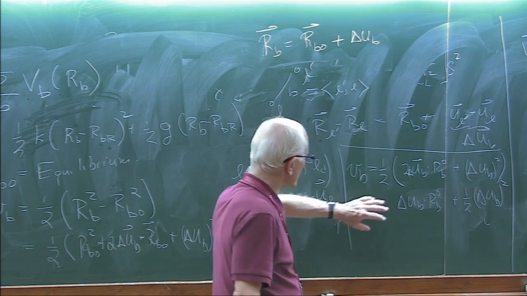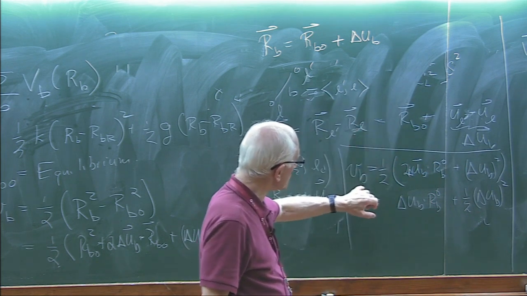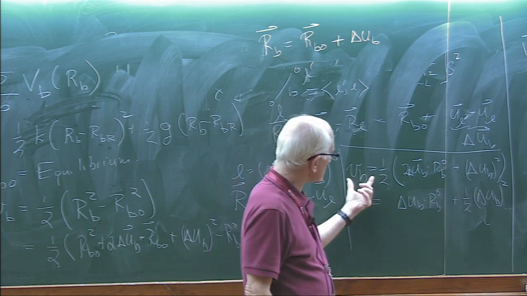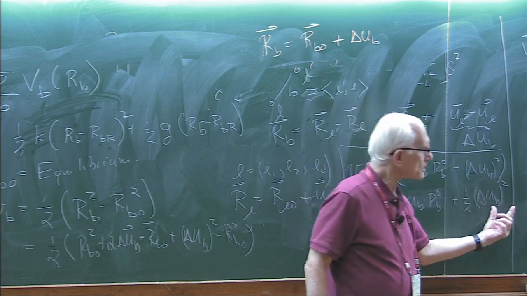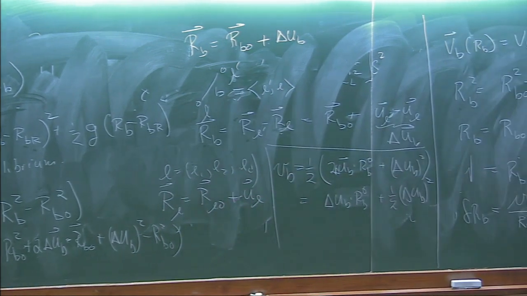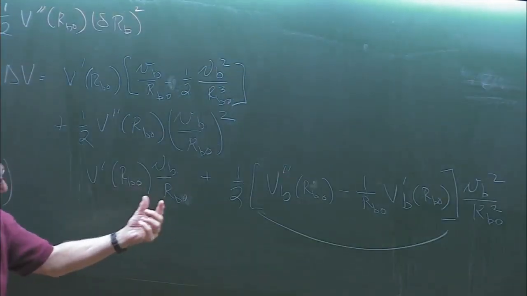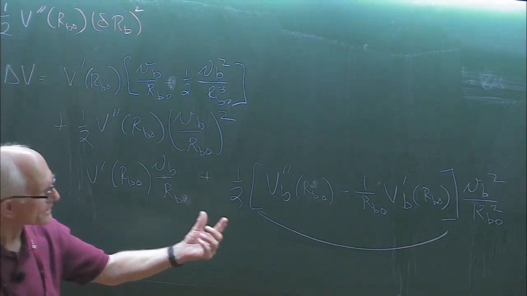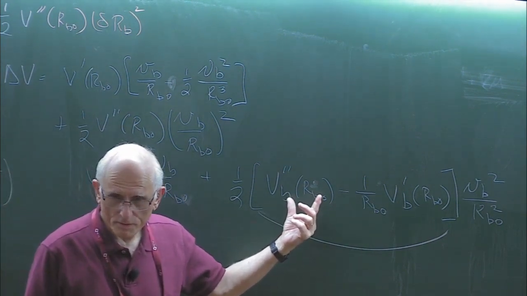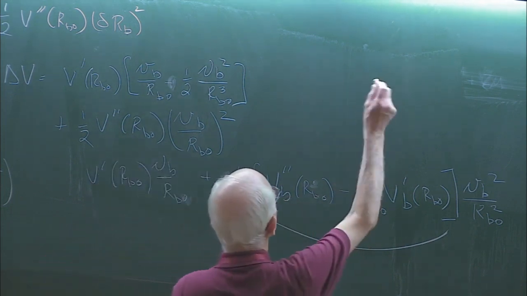I don't like the factor of half. I'll come back and check it in a minute. But the point is that this guy has both a linear term and a quadratic term appearing. So that says that if we have a V prime present, then this gives us an extra delta UB squared term that doesn't come from the second derivative. And that's a familiar phenomenon.